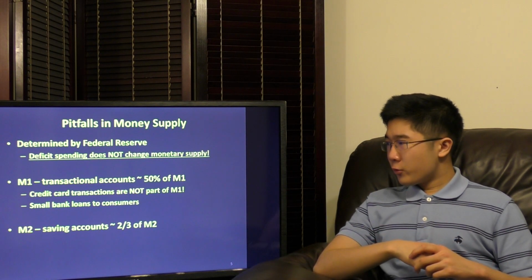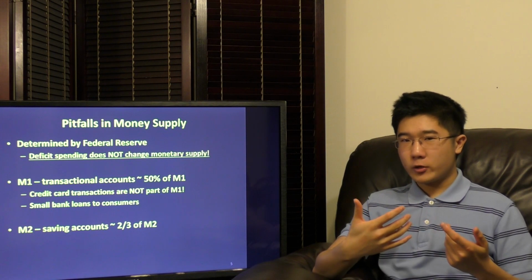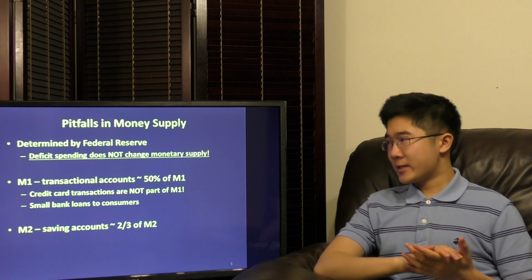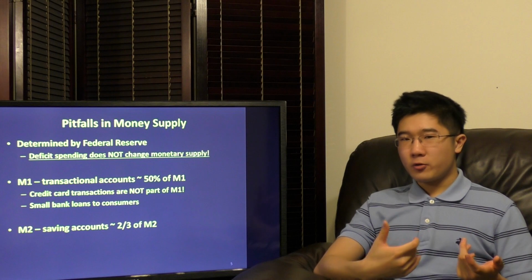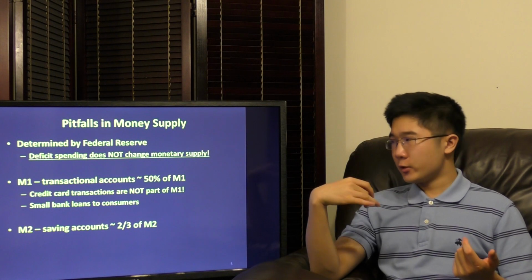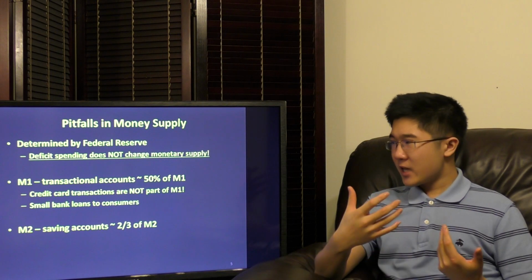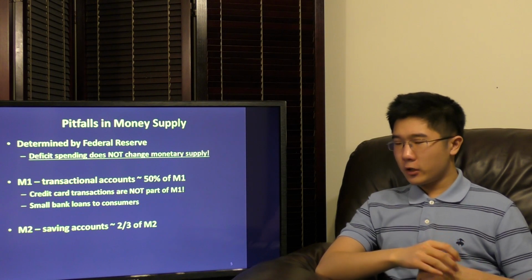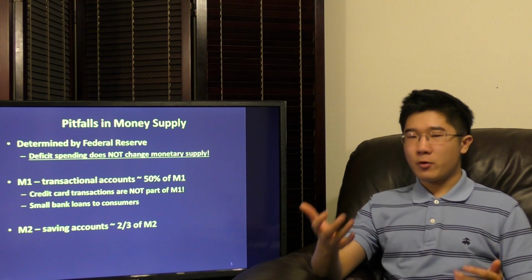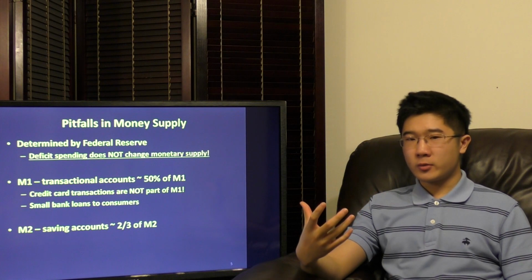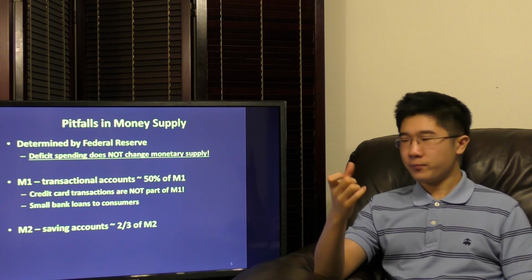From M1 and M2 we can see the significance of less liquid accounts being included in the monetary definition. In M1, transactional accounts, or checking accounts, make up half of the entire M1, which is a very large increase from M0. It's important to know that credit card transactions are not part of M1, because credit card transactions are not near-liquid accounts. They are not checking accounts, they're not money. You might treat them like money, but in reality they're just small bank loans to consumers. These loans are just recycled money that is not directly added to M1.